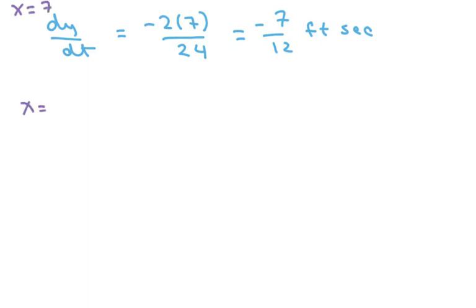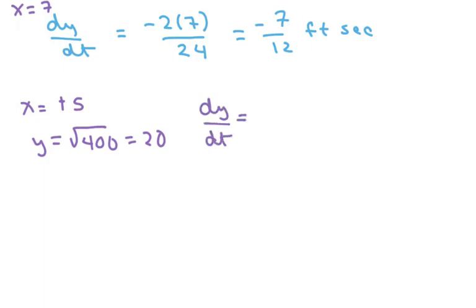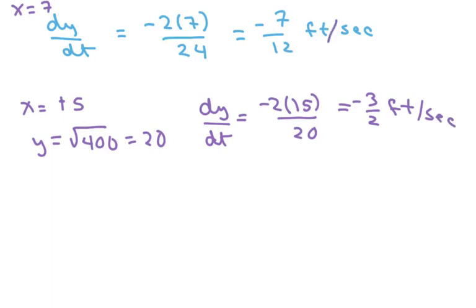So when x is 15, we're going to get y equals, plugging it back into the original formula, the square root of 400, which equals 20. So I'm just using the Pythagorean theorem there. Then we're going to do the derivative of y with respect to t, and that's going to give you negative 2 times 15 over 20, which equals negative 3/2 feet per second. That should be per second. Alright, the same thing, we're using the Pythagorean theorem for when x is 24.